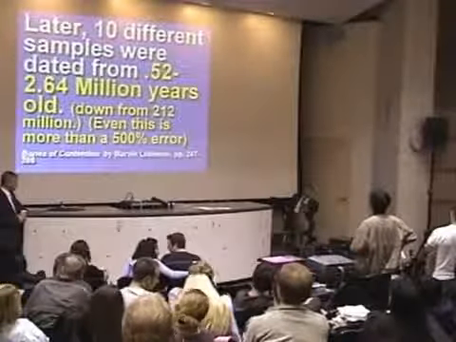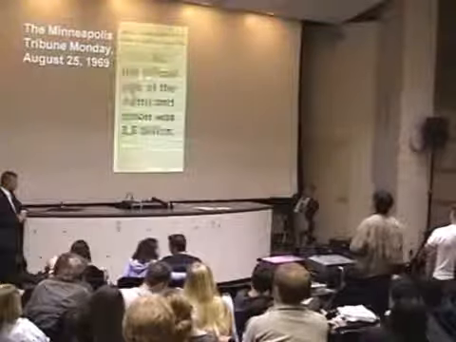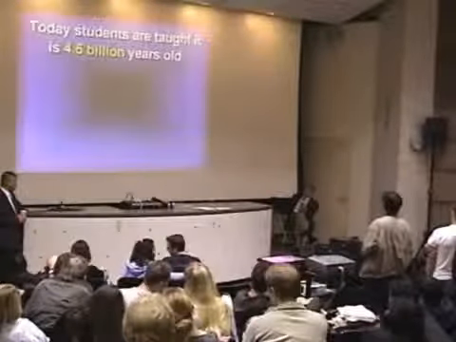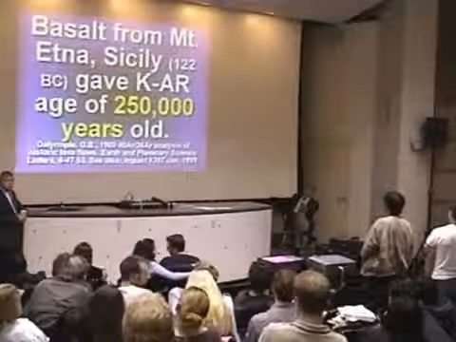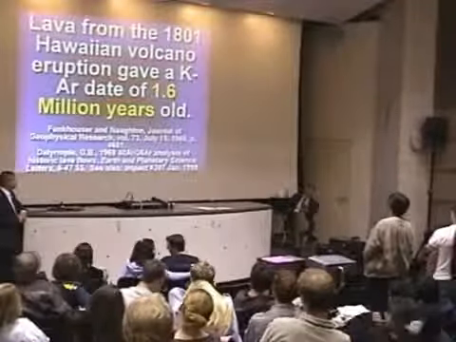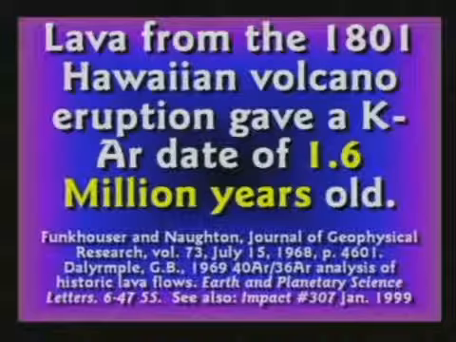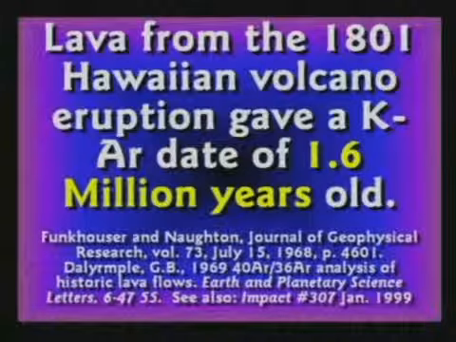Half million to 2.6 million? We can talk a long time about that one, but the way they keep adding age to the Earth, okay? The Earth, if you want to believe it's billions of years old, that's fine, but I don't think you should use potassium-argon dating to do that, okay? Hawaiian lava flow, 1801, a known eruption, was dated with potassium-argon dating at 1.6 million years old.